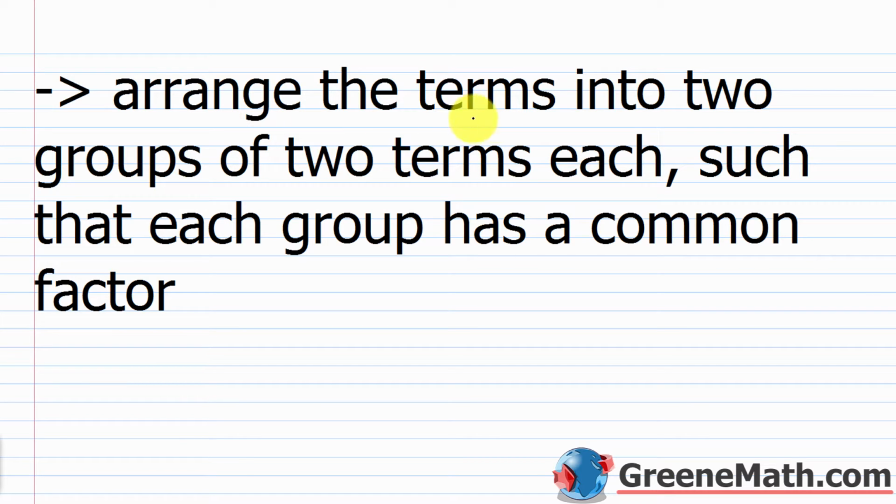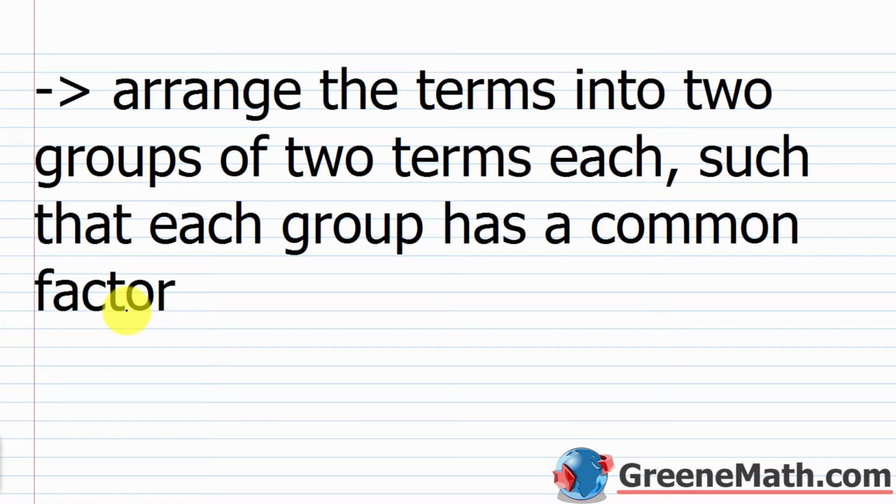All right, now here's the next part, and this is where it gets a little confusing. You want to arrange the terms into 2 groups of 2 terms each. So this is for a 4-term polynomial. So you'll have group 1 and group 2. Now I have such that each group has a common factor. Now, in some cases, that common factor might be 1 or negative 1. The whole goal is to end up with a common binomial factor, okay? So you're going to have to play around with this a little bit.